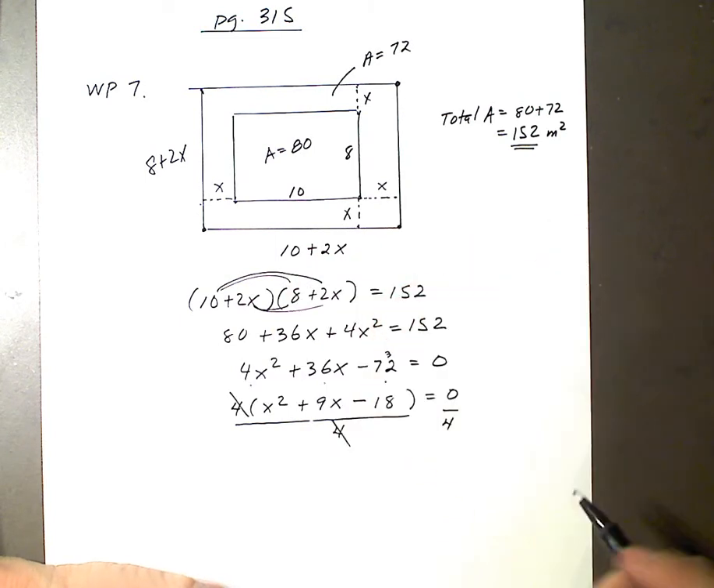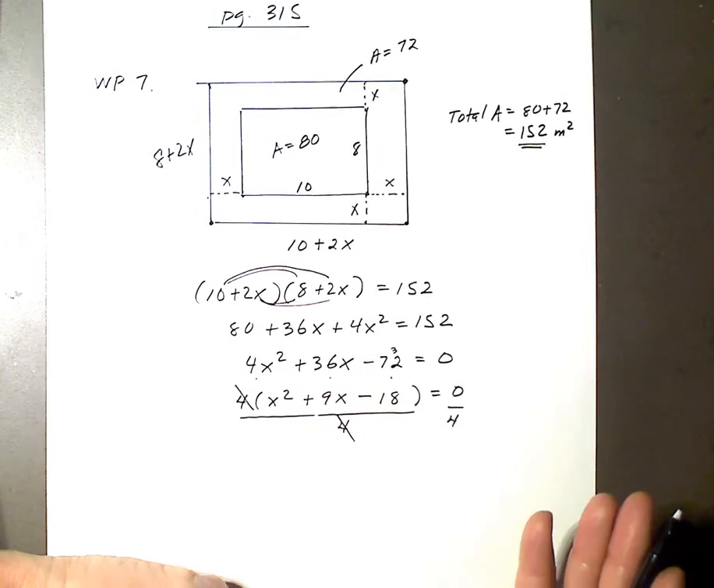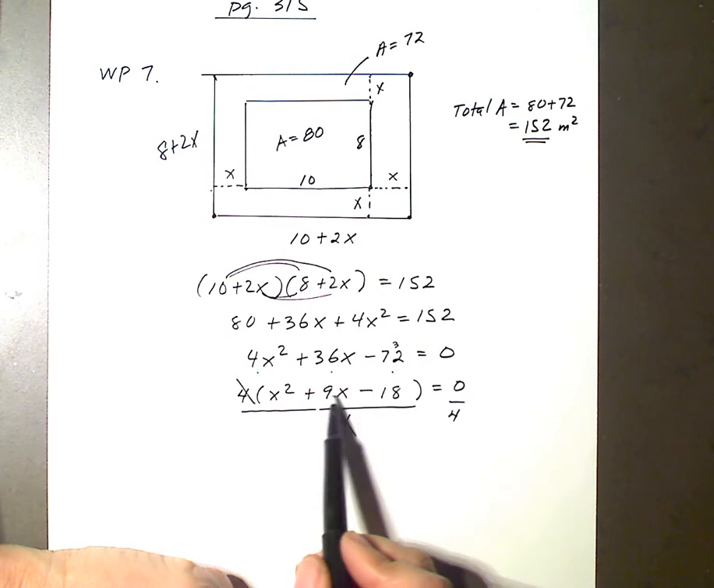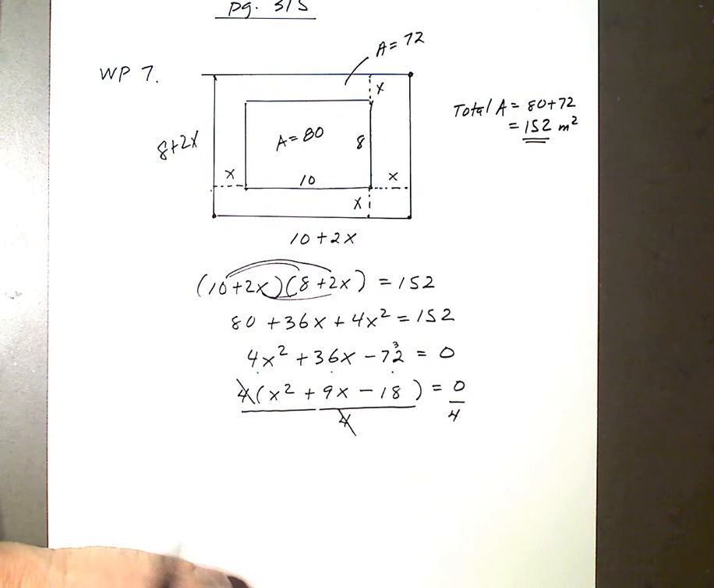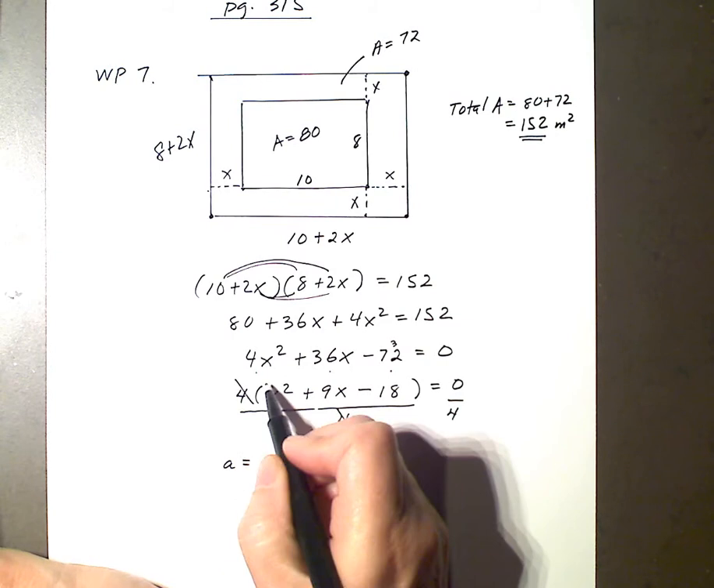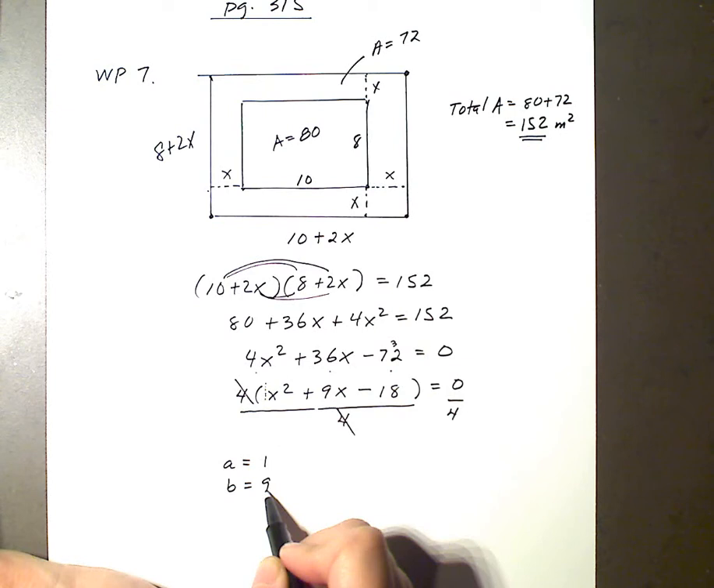And then we're going to factor that, x squared plus 9x minus 18. And we can't. It doesn't factor. The factors of 18, 3 and 6, you're not going to get a positive 9, and I can't get a negative 18 with those. So it's time to use quadratic formula. So in this case, a is the 1, the coefficient to the squared term. B is 9, and C is negative 18.